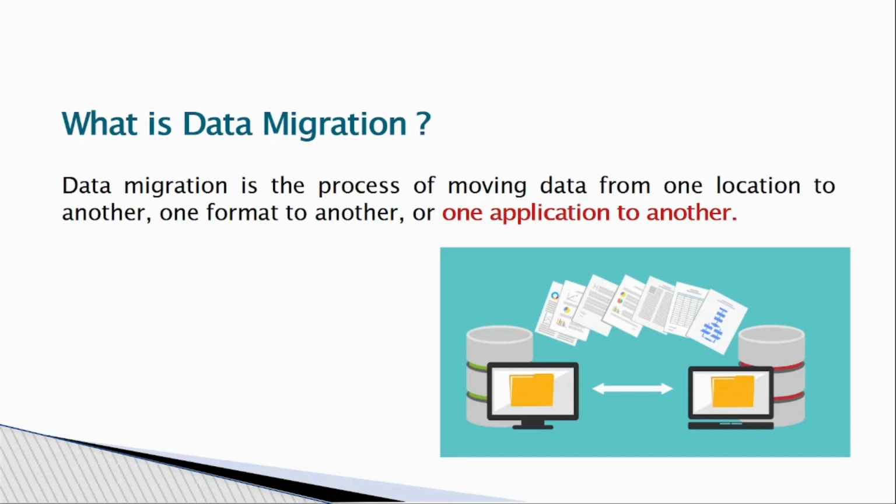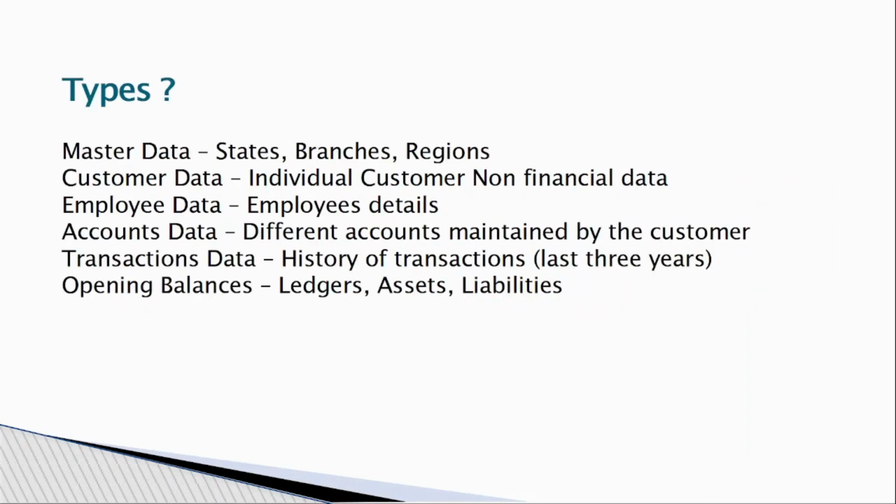What are the types of data moved from one application to another application, one database to another database? Master data, where static data will be there: list of states, branches, regions, qualifications, all these come under master data. Customer data will be individual customers' non-financial data. It contains customer address, mobile number, email id. All this will come under customer data. These data will be migrated from Andhra Bank to Union Bank.